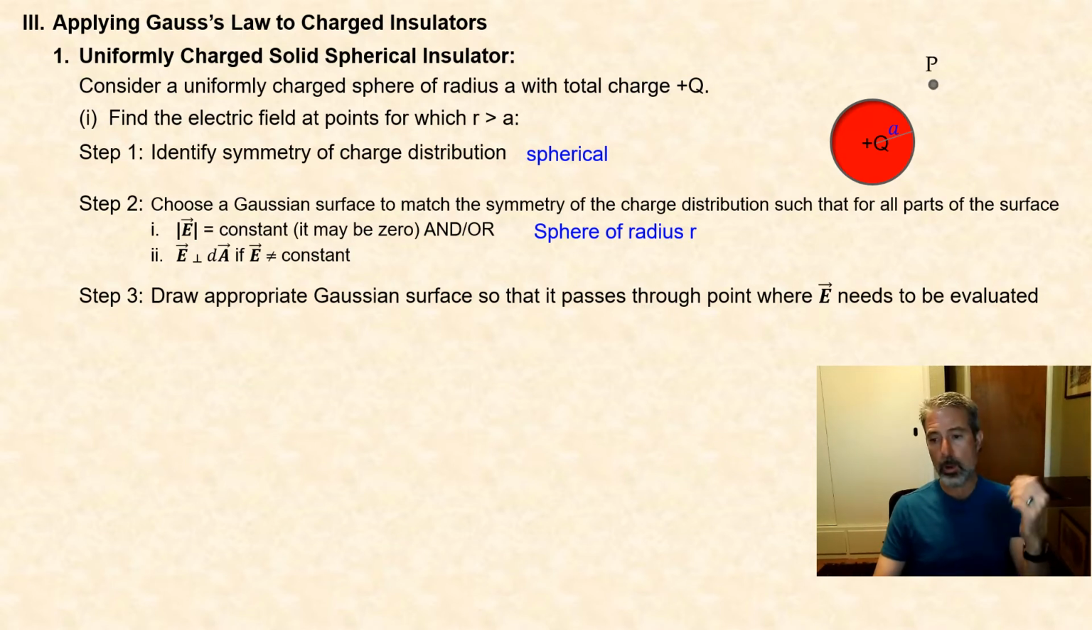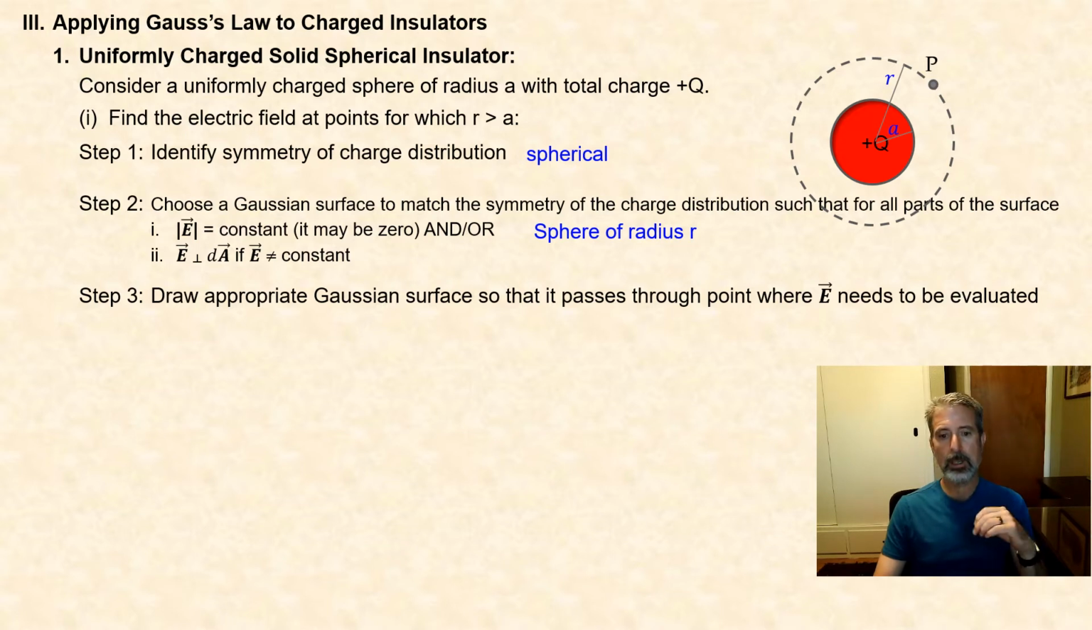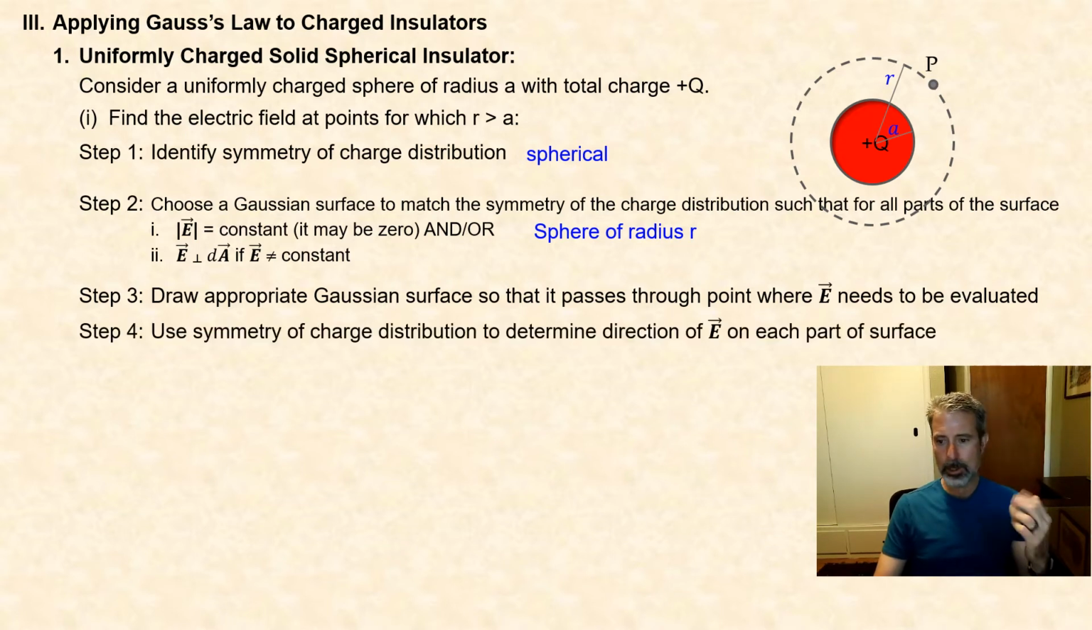I will choose a random arbitrary point here. I could have drawn that anywhere. And we will say that that point is a distance r from the center of our charge distribution. See how easy this is, folks? We're now going to use the symmetry of the charge distribution to determine the direction of the electric field in each part of the surface.